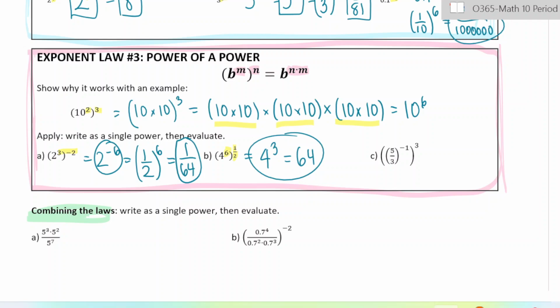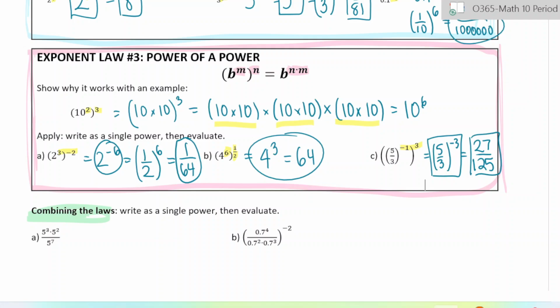Okay, last one, again, multiply. Okay, so you end up with 5 over 3 to the power of negative 3. We actually did that up above a couple steps ago. So we flip the number and multiply 3 times. So it'd be 27 over 125. Okay.